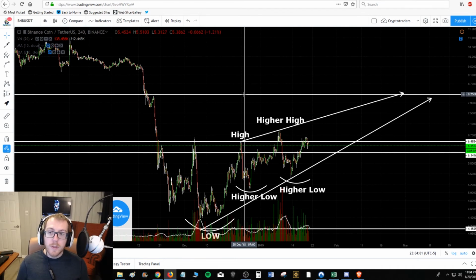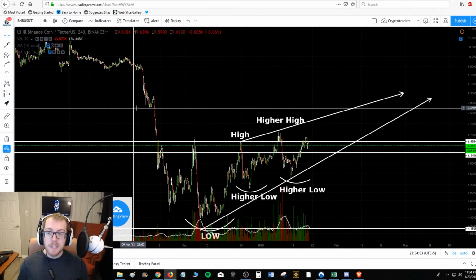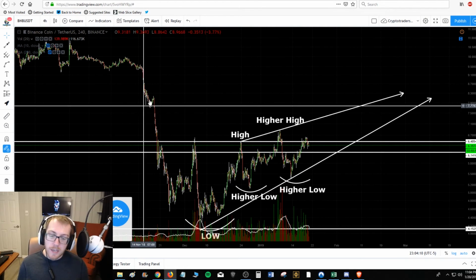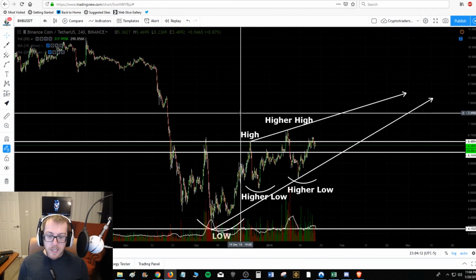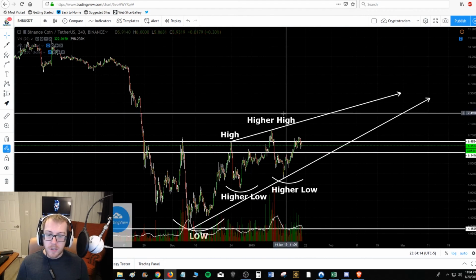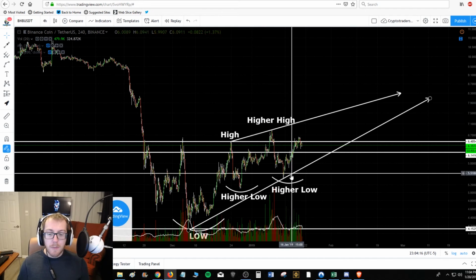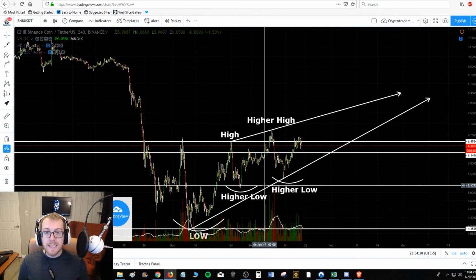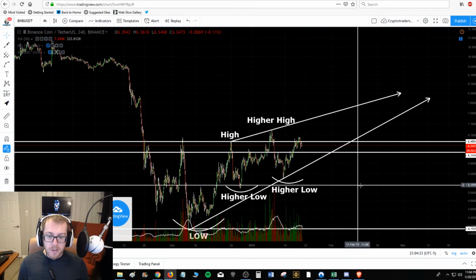This is a true utility token. Much like BAT, I believe Binance Coin is a great, strong utility token that people need to buy in order to lower their fees when trading on Binance. So I'm looking at this chart, and this is the 4-hour chart. I don't have the daily up right now, but I want to point out that this is making a series of higher highs and higher lows. It's in an uptrend.